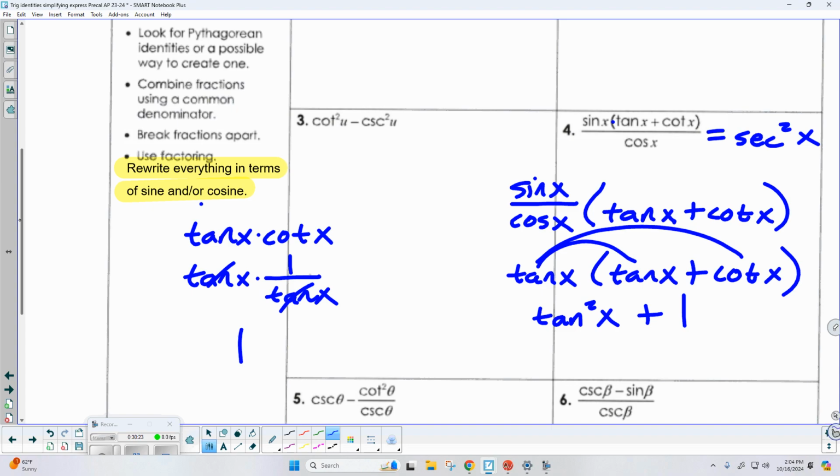So sine times cosecant would be 1. Cosine times secant would be 1. Okay. Well, does that look familiar? Tangent squared of x plus 1, if you look at your sheet, that's one of your 3 Pythagorean identities. What is tangent squared of x plus 1 equal? Secant squared of x.